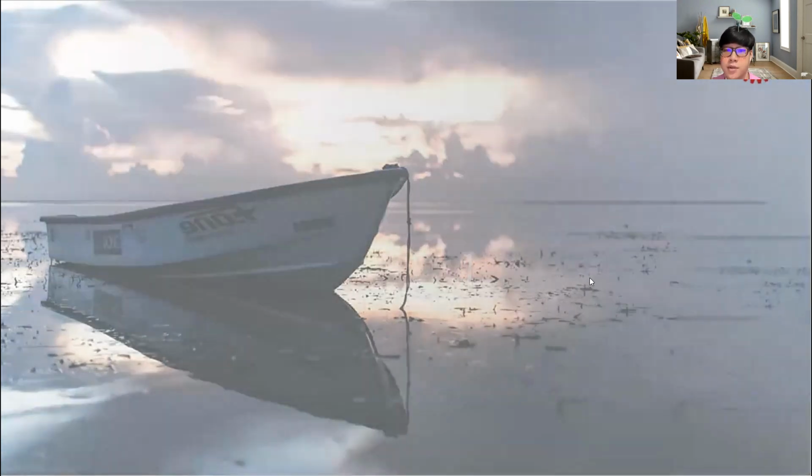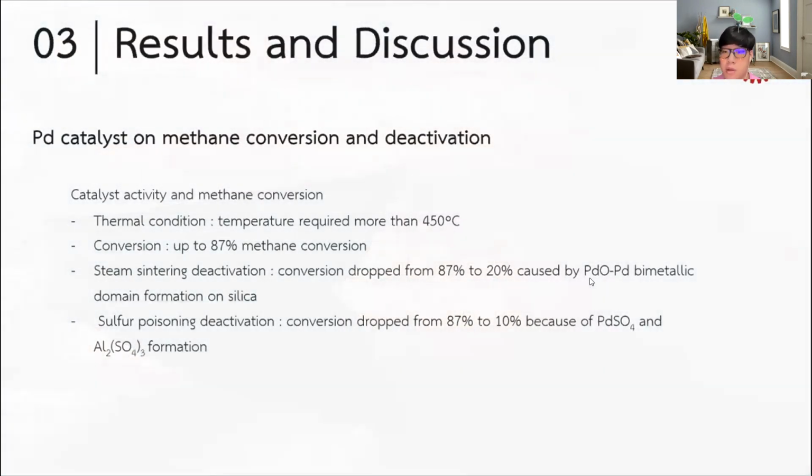Okay, here's the result and discussion, also the future trend. The palladium catalyst shows performance in methane conversion, but has some drawbacks. The reaction runs at 450 degrees Celsius and gives at least 80% conversion. The conversion is high, up to 87%, which is enough for cleaning methane from exhaust gas. But the drawback is the catalyst deactivation.